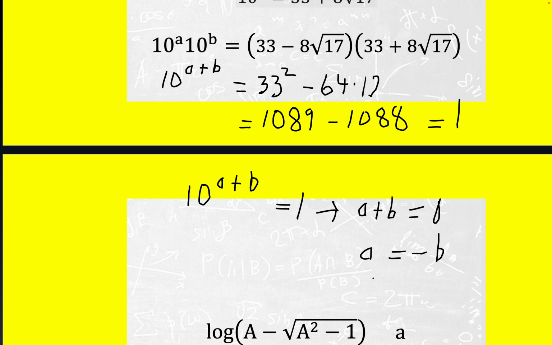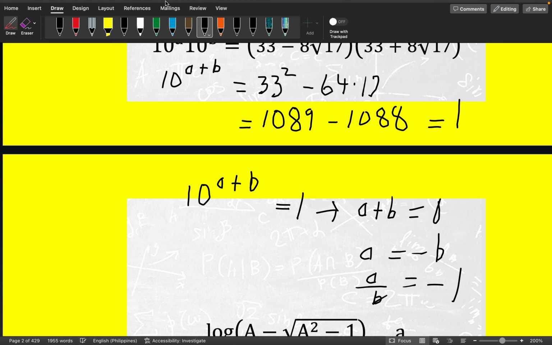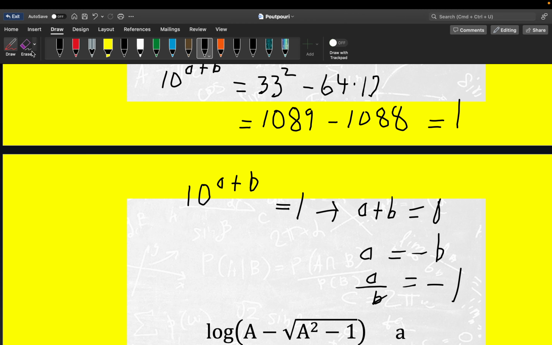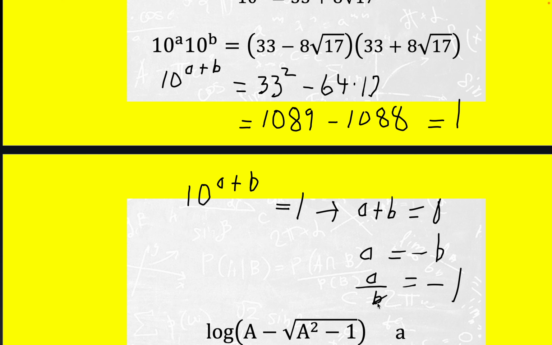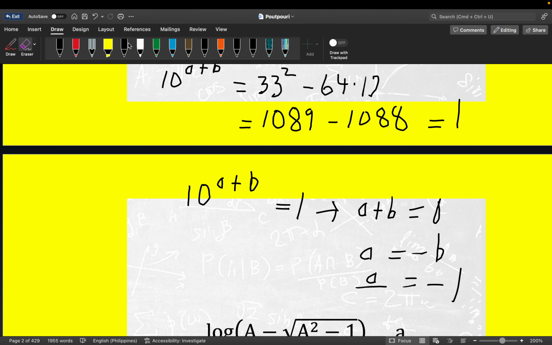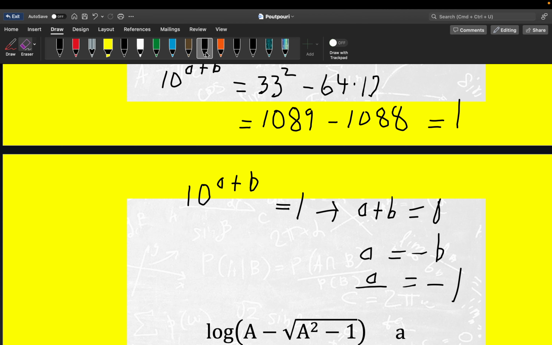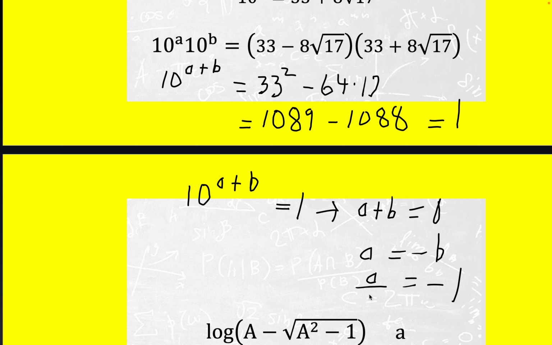Another way of thinking of that is A over B equals negative 1. Okay, y'all, that's supposed to be a B right there. A divided by B. Let me take the time to erase that, make it neater for you. So this will be B. A over B is equal to negative 1.